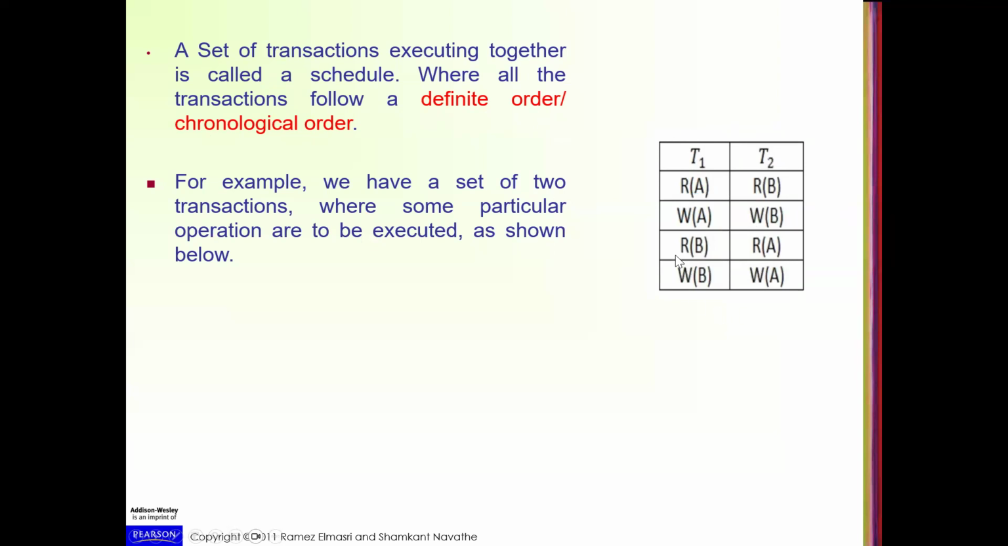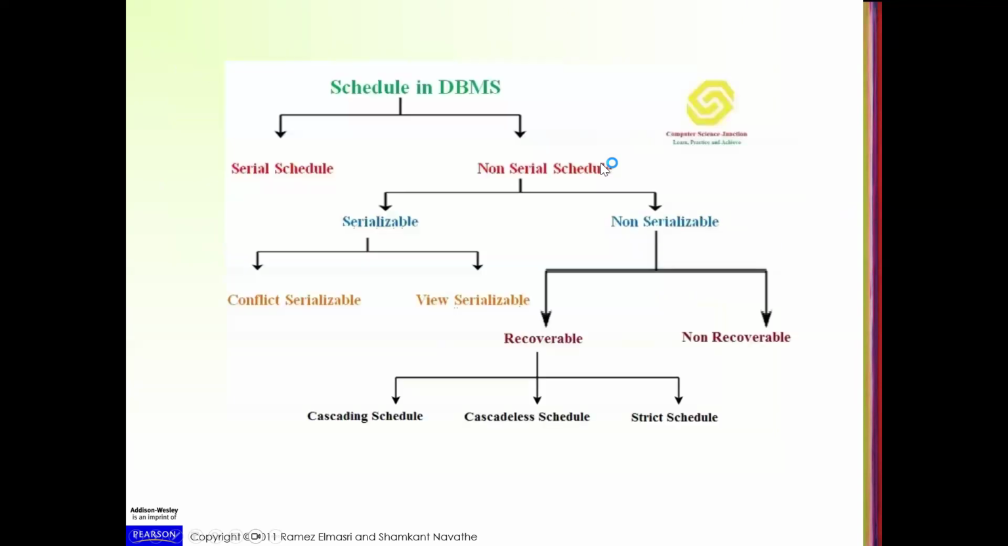Then this set of transactions executing together with some specific order of their actions inside it is called a schedule. For example, we have a set of two transactions here, and some particular operations are executed as shown. This is called a schedule. A schedule in DBMS is divided into two types. One is called a serial schedule, and another is called a non-serial schedule. We will see examples of each after some time.